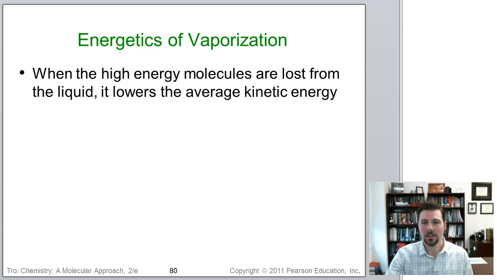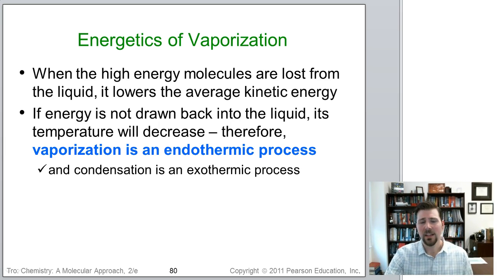Remember, the higher energy molecules are going to be lost from the liquid when they evaporate, and so that's going to leave the lower kinetic energy molecules behind. You can think of it as drawing out the energetic particles, and in order to do that, it's going to be an endothermic process. So vaporization is an endothermic process. That means delta H is positive. Endothermic, remember, means it makes my hand cold if the process happened in my hand.